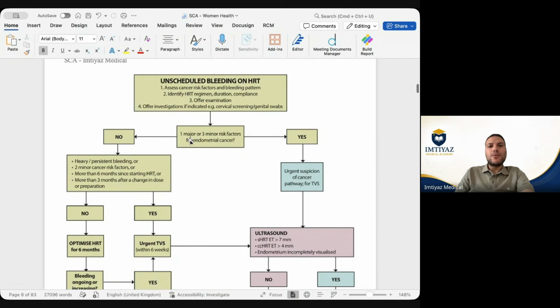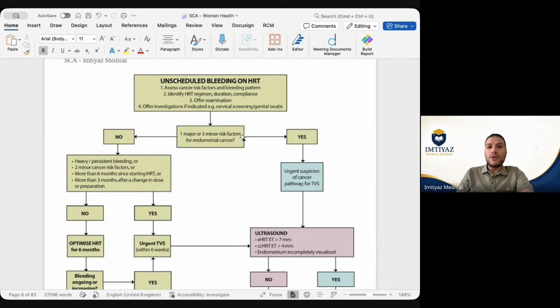And here is the British Menopause Society. So if someone comes with unscheduled bleeding while taking HRT, definitely assess the cancer risk factors, either minor or major. And definitely you need to identify what kind of HRT. Compliance: did she miss any day or not? Then examine her and offer investigations. If there are any swabs to be taken, if you suspect it could be an STI, STIs can also come with bleeding from down below or intermenstrual bleeding. Cervical screening, if she missed her cervical screening.